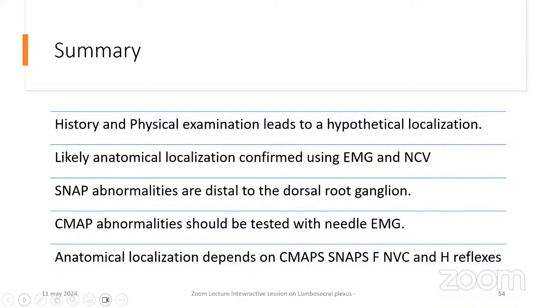SNAP abnormalities are distal to the dorsal root ganglia. So SNAPs, if they are elicitable, the problem is proximal to the DRG towards the spine. CMAP abnormality should be tested with needle EMG.